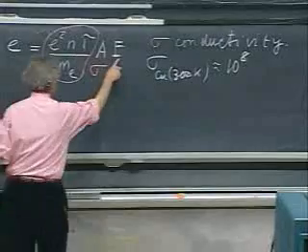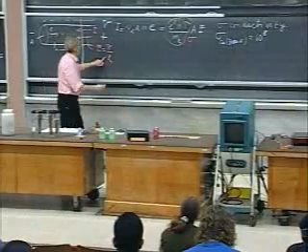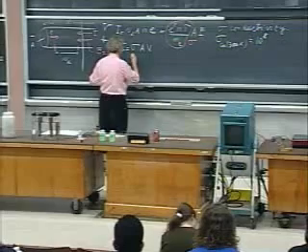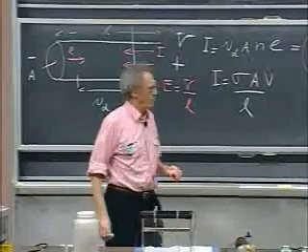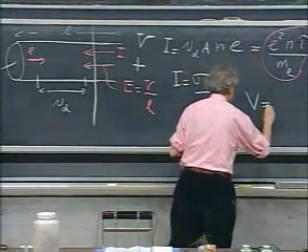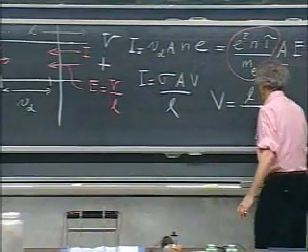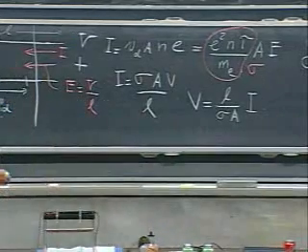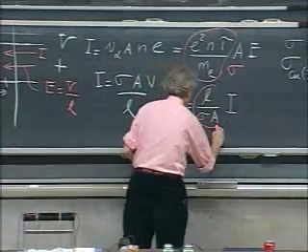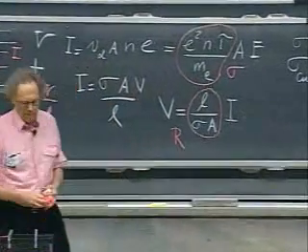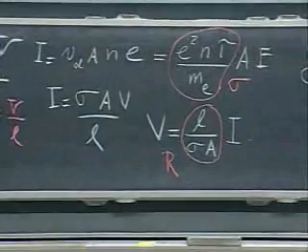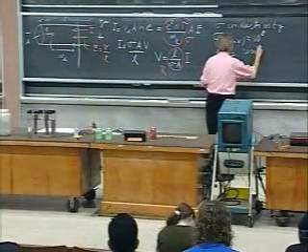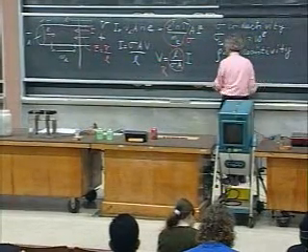I can massage this a little further because E is V divided by L. And so I can write now that the current is sigma times A times V divided by L. I can write it down a little bit differently. I can say V therefore equals L divided by sigma A times I. And now you're staring at Ohm's law, whether you like it or not, because this is what we call the resistance, capital R. We often write down rho for 1 over sigma, and rho is called the resistivity. So either one will do.